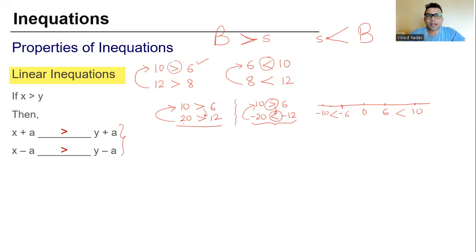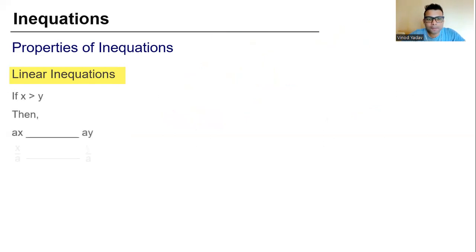Adding 2, you can say subtracting minus 2. Subtracting 2, you can say adding minus 2. One and the same thing, different ways of saying the same thing. I hope you're understanding.